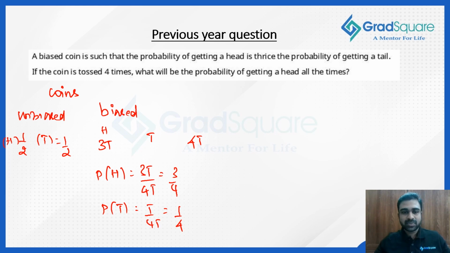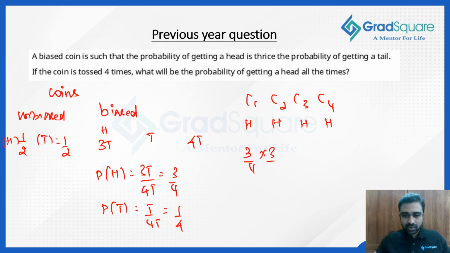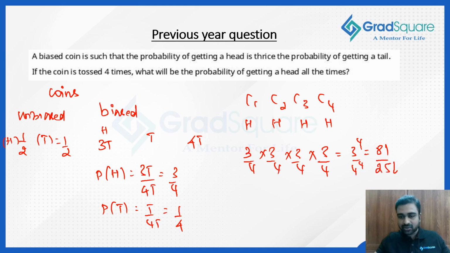So what is being asked? The coin is tossed 4 times, so we have 4 coins. What will be the probability of getting a head all the time? So I should have head in all the coins. There is only one possible case. So the probability of getting a head in a coin is 3 by 4, so 3 by 4 into 3 by 4 into 3 by 4 into 3 by 4, which is 3 raised to the power 4 over 4 raised to the power 4. So 3 raised to the power 4 will be 81 and 4 raised to the power 4 will be 256. So the answer for this question is 81 by 256.